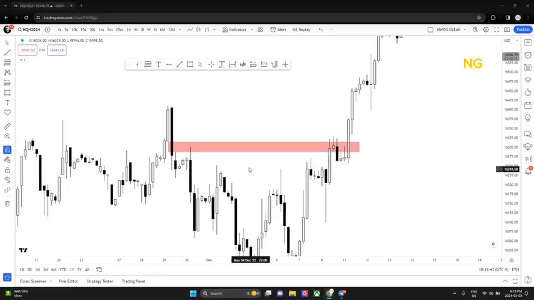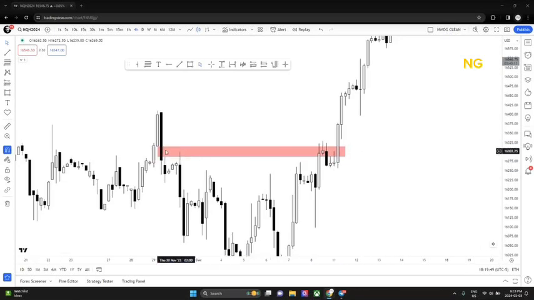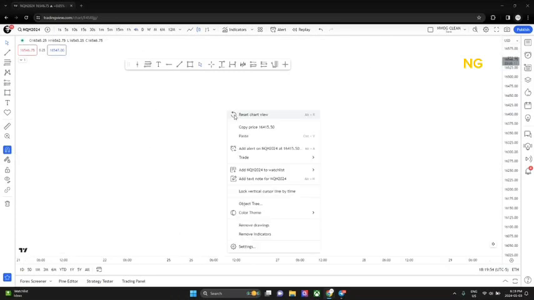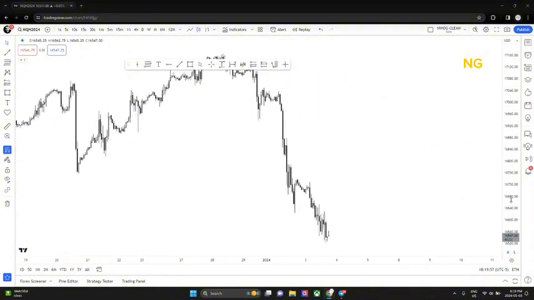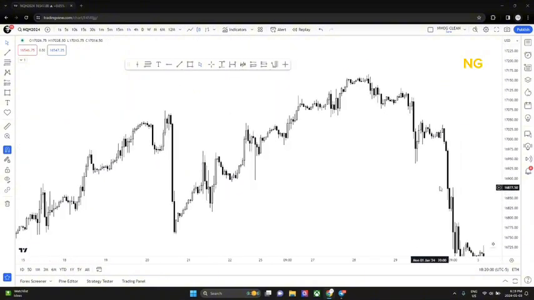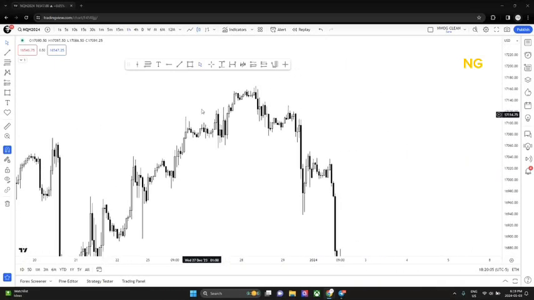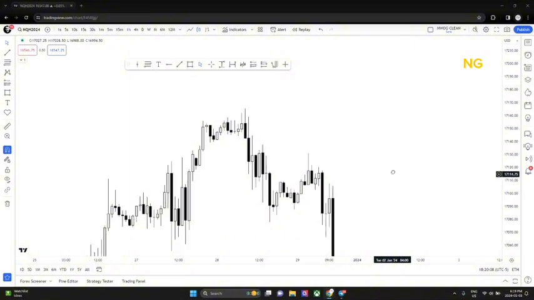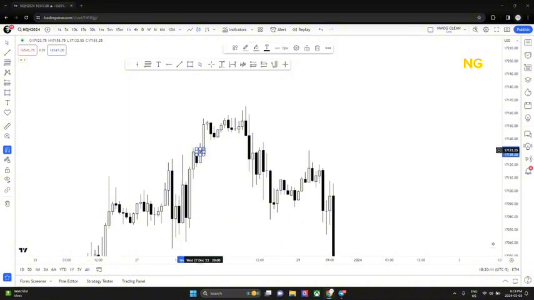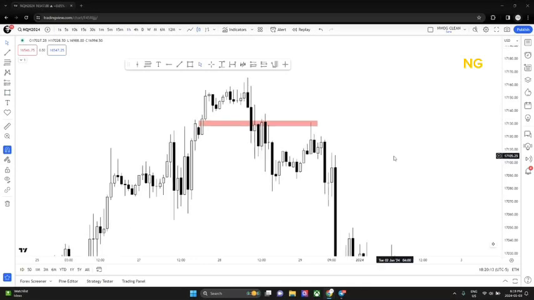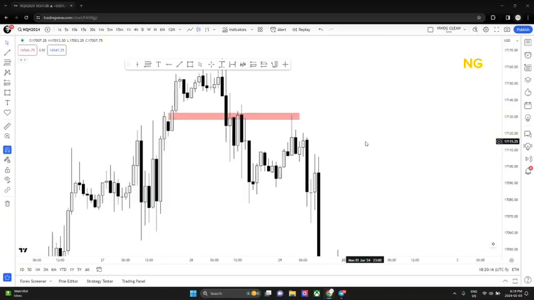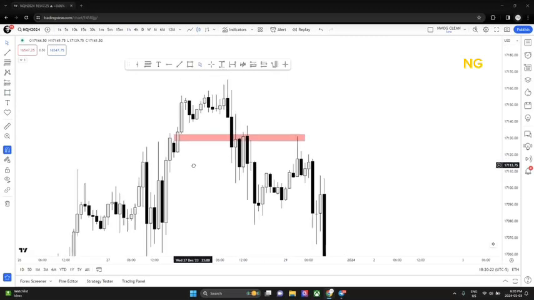Okay, so this right here would be an example of what an inverse fair value gap is. Hold on. I lost that one, so I'll just use this one. This is an example of what an inverse fair value gap would be, right?